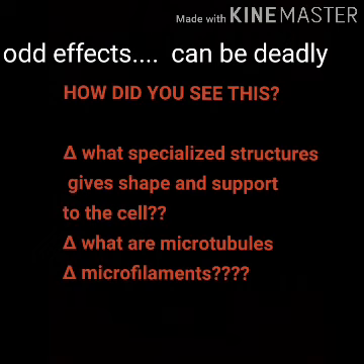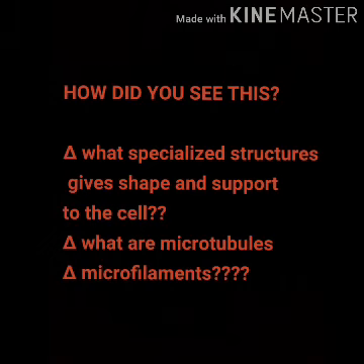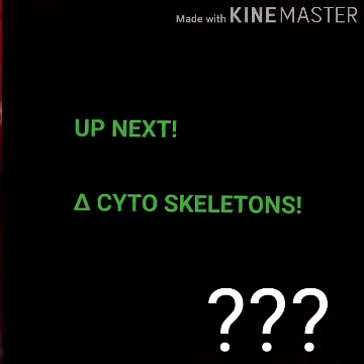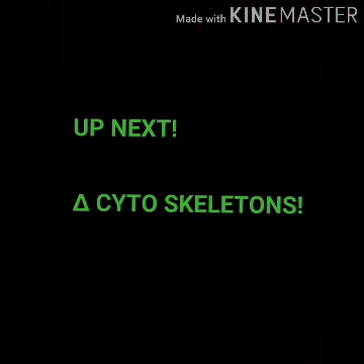So how do you see all this in the light of the myelin sheath? What specialized structures give shape and support to the cell? What are microtubules and microfilaments? I know you'd like to know this also, right? Well, this will be discussed up next: cytoskeletons.